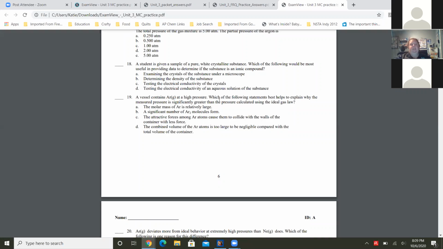So in this case, if I've got more pressure, that means I'm actually getting more collisions with the container than I expect, which is going to happen because those argon atoms are pretty big. And so if they're taking up more space than we expect them to, that means they're going to be bumping into that container more often.